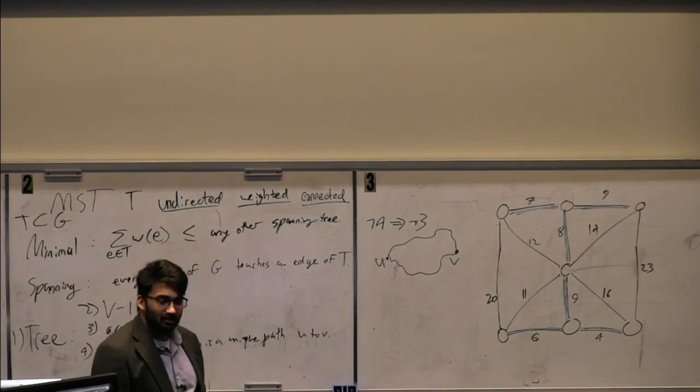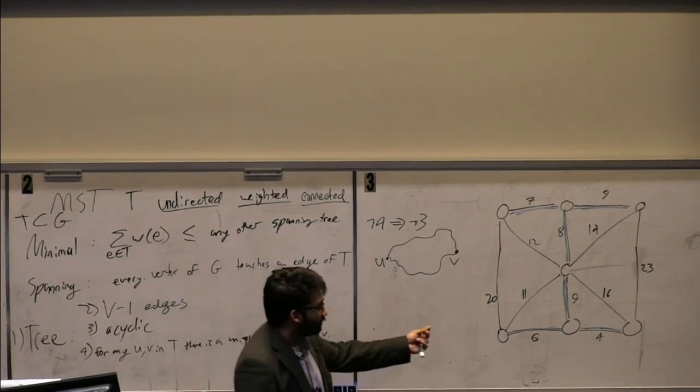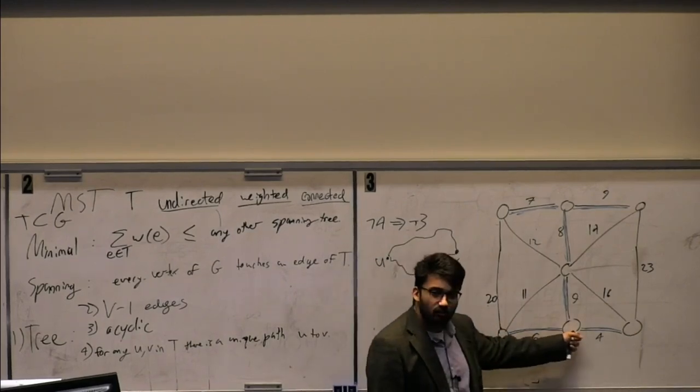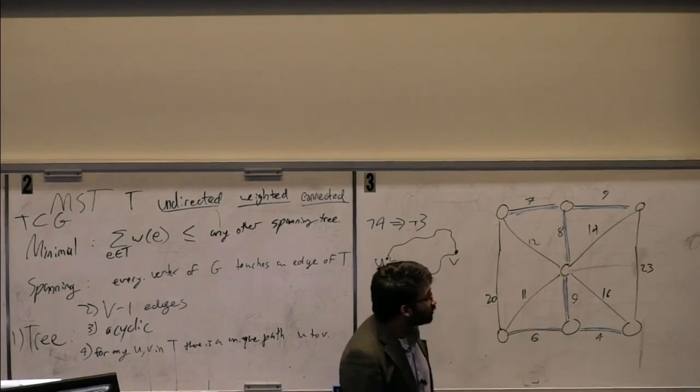Is it spanning? Well, every vertex is touching some element of the tree. There's no vertex that's not connected to the tree. And through the MST, you can go from any node to any node in a unique path. You can get from here to here uniquely. There's only one path through the tree, right? So it's spanning. It is a tree.